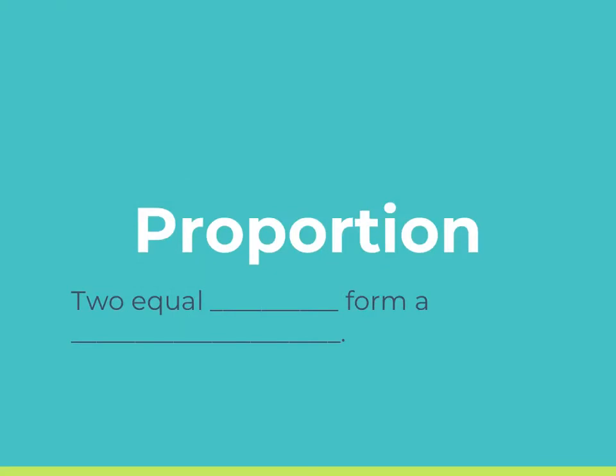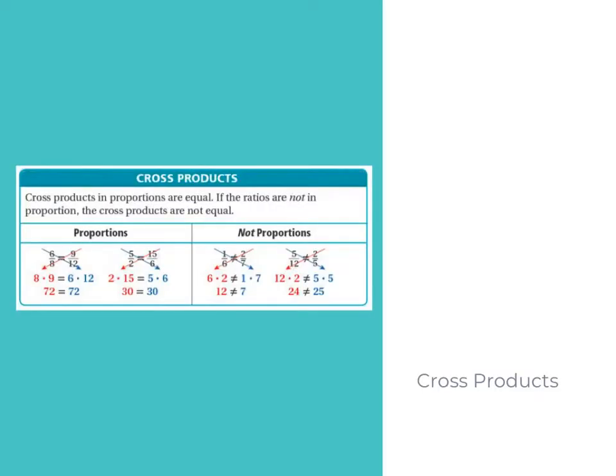A proportion is when I have 2 equal ratios. They will form a proportion. So 2 cats for every 5 dogs is the same as having 4 cats and 10 dogs. My cross products on proportions will be equal.